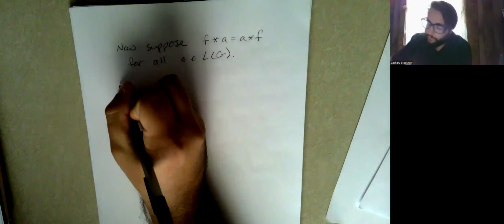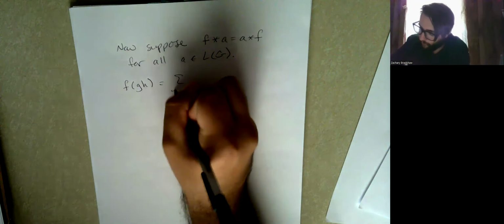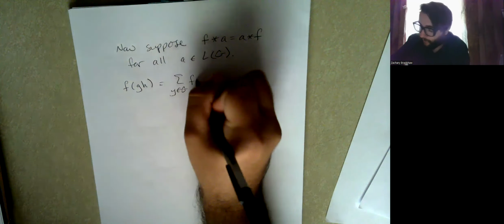Now suppose F convoluted with A is A convoluted with F for all A in the group algebra. And let's show that this thing is a class function. So observe that F of GH is equal to the sum over Y in G of F of G Y inverse delta H inverse of Y.